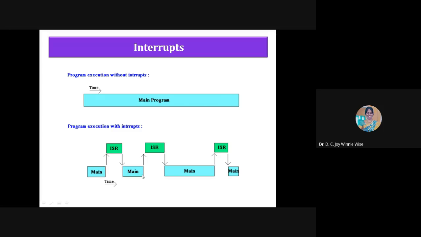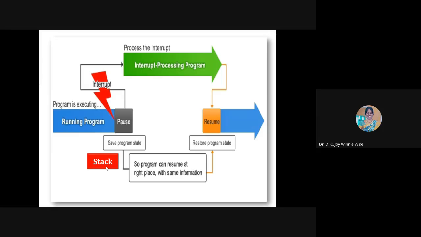And here, in the main program, in between we are having the interrupts. So whenever we are receiving an interrupt, you have to service that interrupt. That is, we are going to that interrupt routine and performing the task, and after completing, again you are coming to the main program. So let's see here how to resume the main program. Here running the program, here we are getting an interrupt.